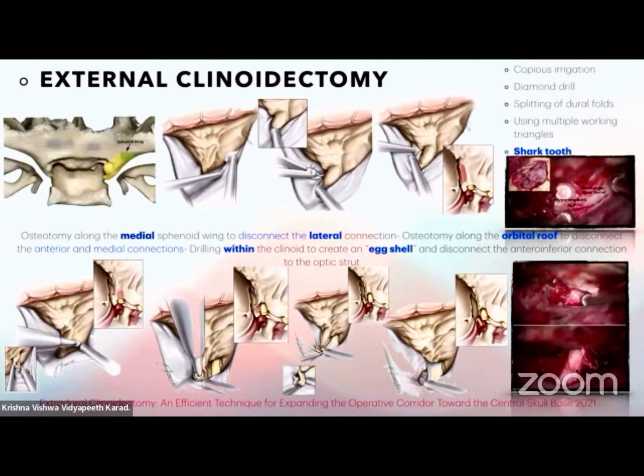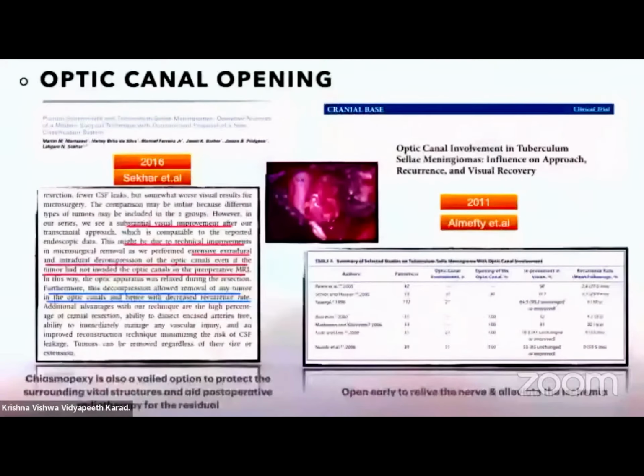Open the ligaments and the arachnoid by sharp dissection. Deal with large multidirectional lesions through multiple triangles. Debulking it from the side is useful to decrease the traction. Take care about perforators. It's recommended to open the optic canal early to release the nerve, which alleviates the ischemia and decreases the rate of recurrence.